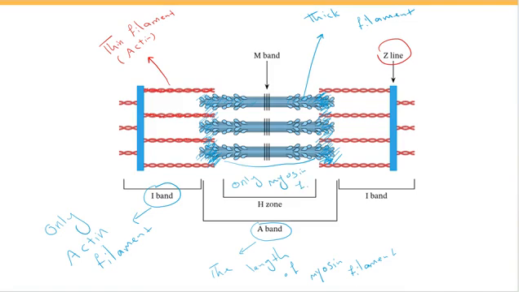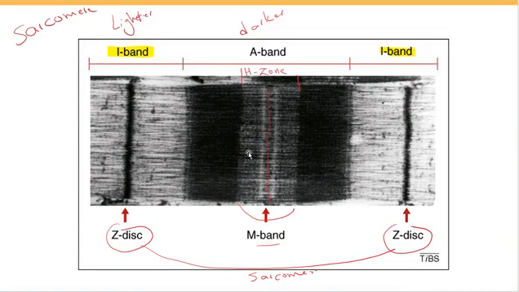Okay, and then in the middle, when these two myosin filaments are connected to each other, we have a dark line. It's called the M band. So if I go to this slide, you will see here the I band, the lighter region, is composed of the actin filament. So we have actin filament here, only actin filament. And then from here till here, we have the length of the myosin filament.